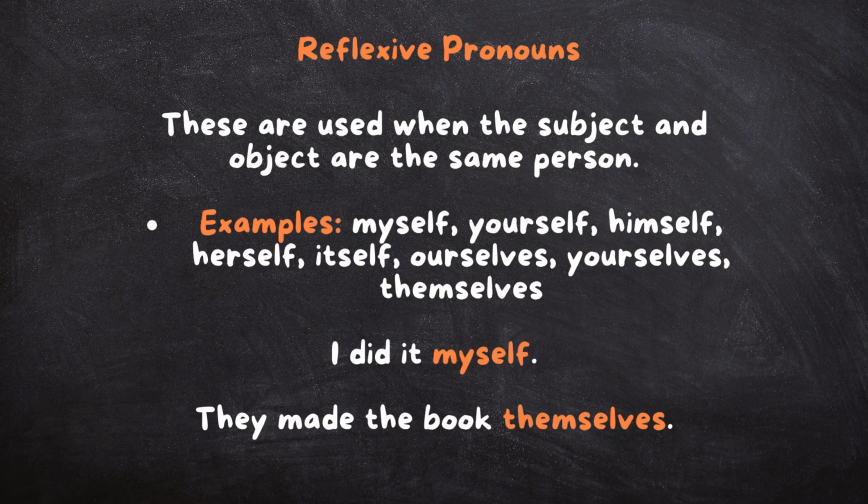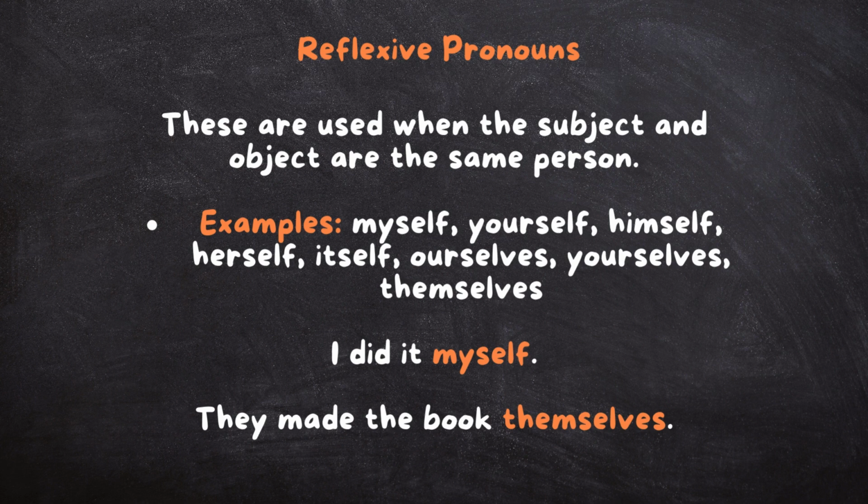Moving on to reflexive pronouns, these are used when the subject and the object are the same person. Remember we said the subject is the person or whoever is doing the action in a sentence, and the object of a sentence is who or what is receiving the action in the sentence. So if you have a particular sentence where the subject and the object are the same person, that is when we use reflexive pronouns. An example is myself, yourself, himself, herself, and a lot more.